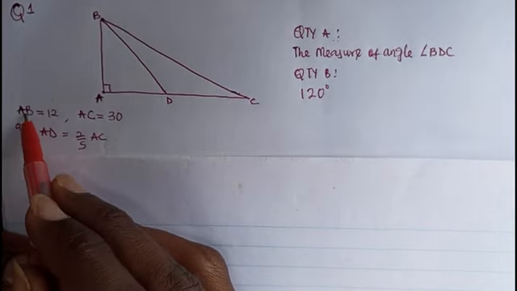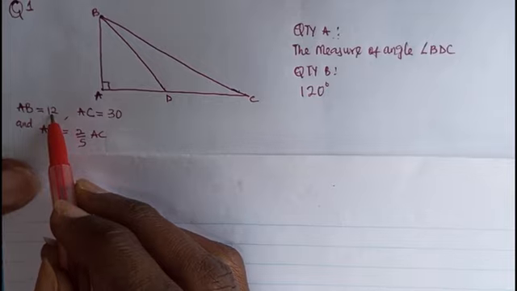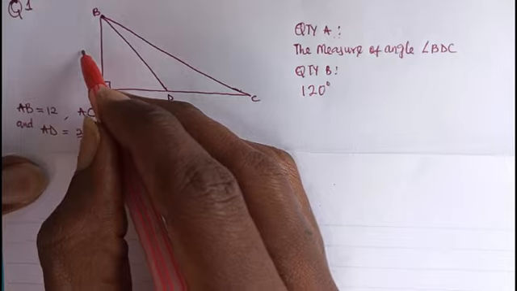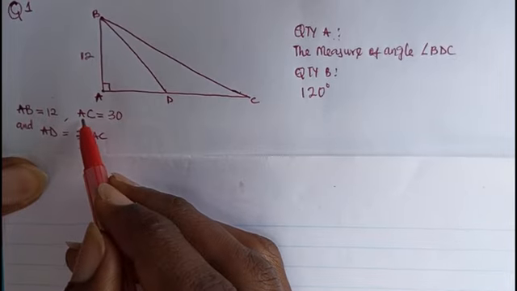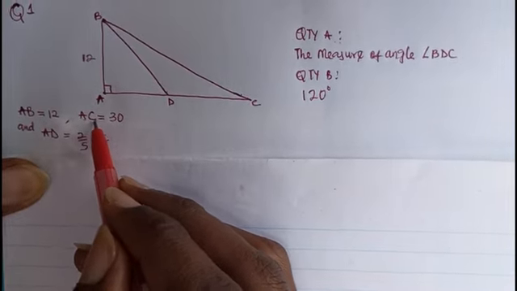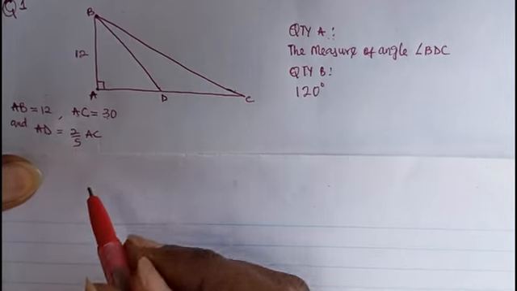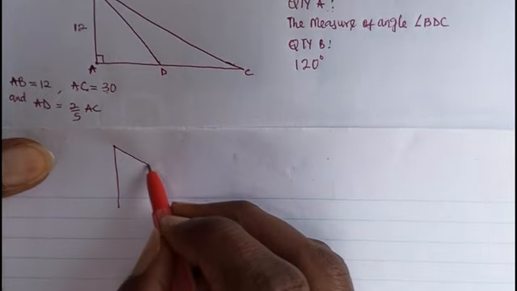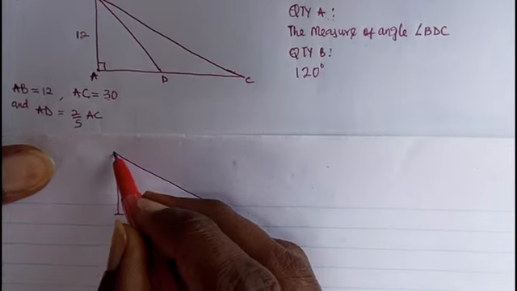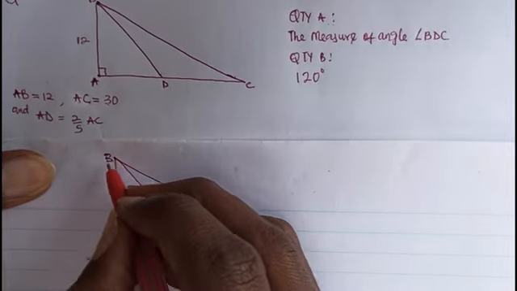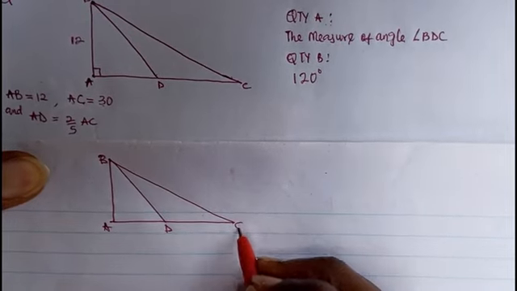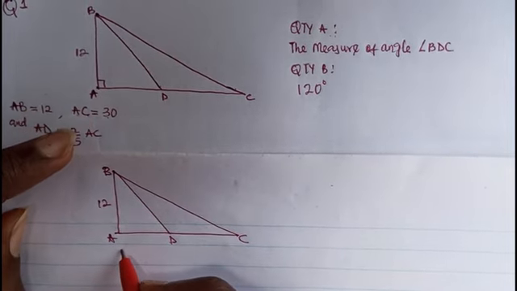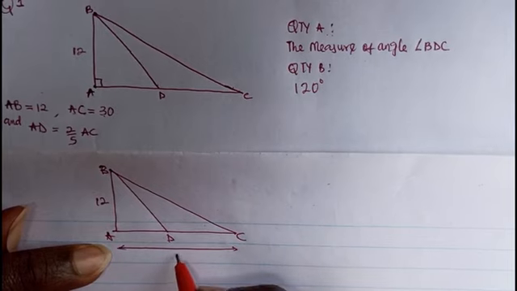So we know that the distance from A to B is 12, maybe 12 units, however the case may be. And the distance from A to C is 30. So let me draw a replication of the triangle here. So we have this triangle like this now. This is B, this is A, this is D, and this is C. So we are given that AB is 12, so here is 12. AC is 30, so the distance from A to C is 30 units.